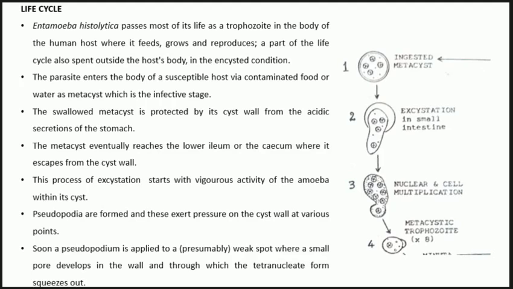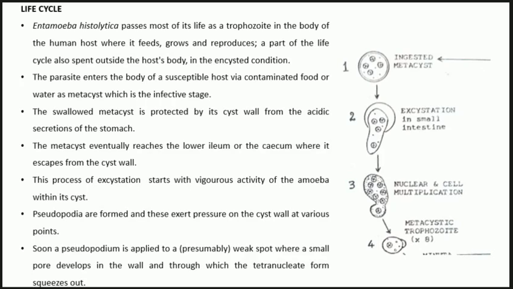It is not coming out because it cannot live in a highly alkaline or highly acidic region. It has to come to an area where a somewhat neutral pH will be present. So here at the ileum or cecum, it escapes from the cyst wall. It is covered with the cyst wall, and this process of coming out of the cyst wall is called excystation. It generally happens at the end of the small intestine.